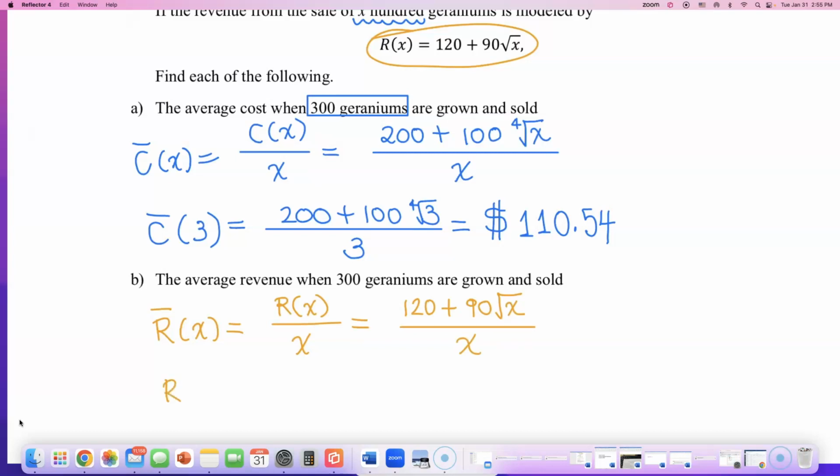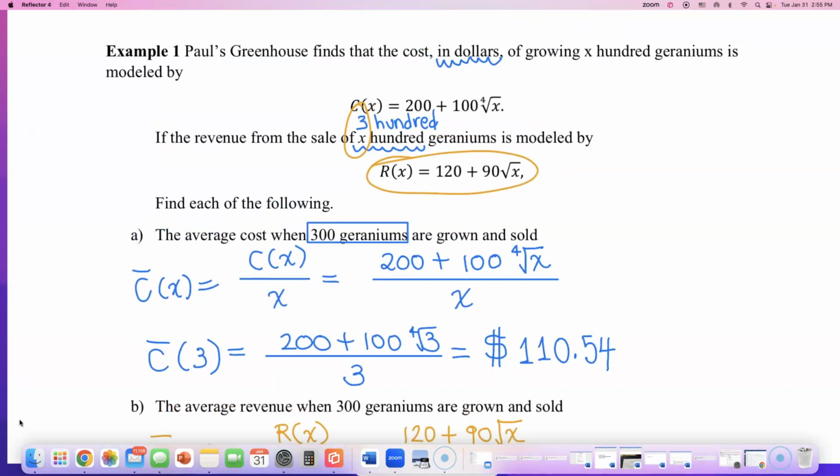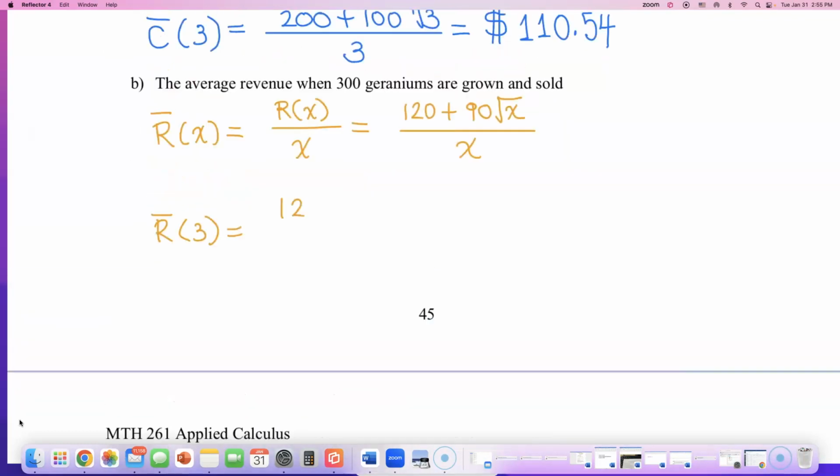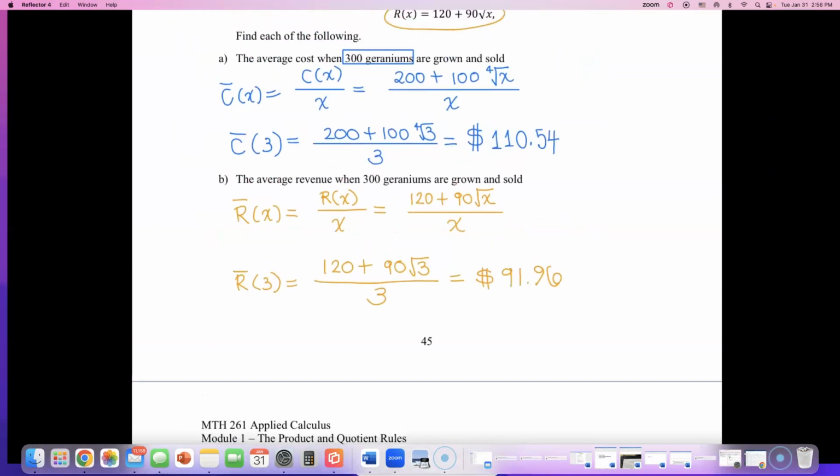Now we're going to plug in what number into it? 3. Oh, I hope you're not plugging in 300 because they make it sound like we're plugging in 300. But we have 300 geraniums, so X has got to be 3. So 120 plus 90 times square root of 3, all divided by 3. All right, type this in. I'm going to pause the video real quick. When I type this in, I got $91.96.